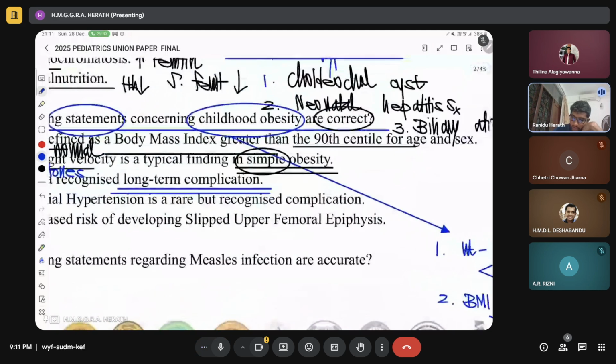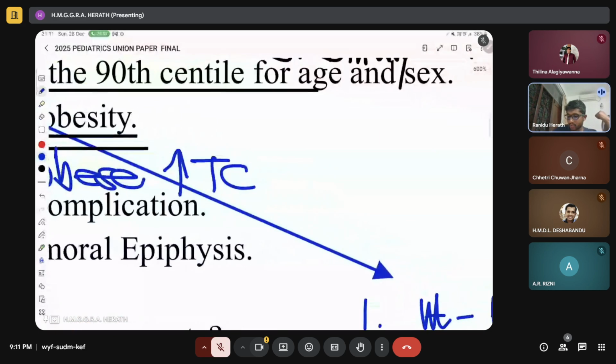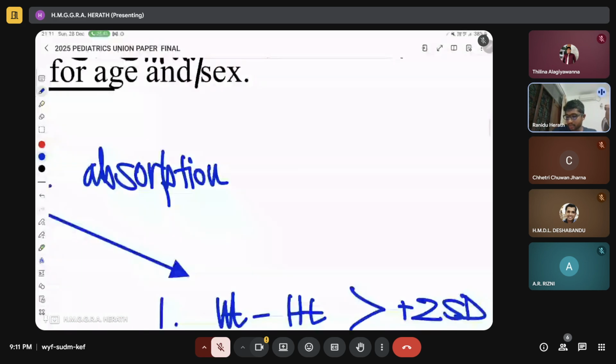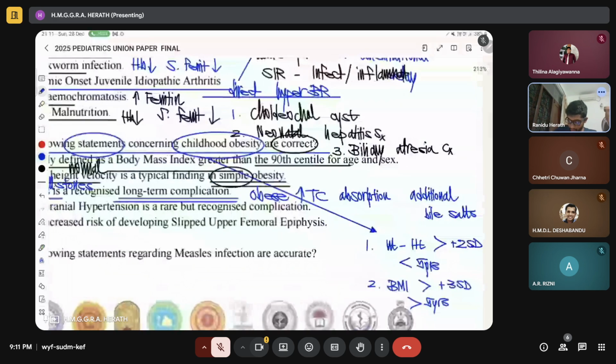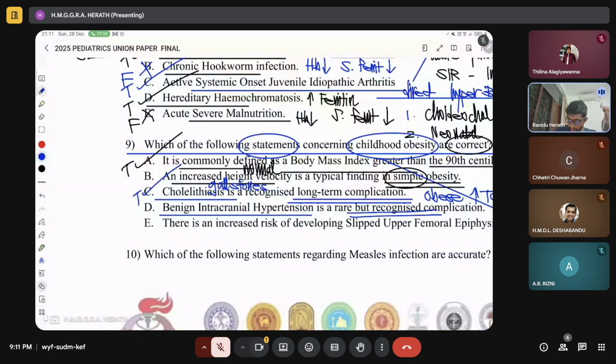When the child is obese, there is increased cholesterol synthesis in the body because of the increased cholesterol absorbed from the food, right? All this additional cholesterol is converted into bile salts, and these bile salts get secreted into the bile and cause bile salt stones, right? Benign intracranial hypertension is a rare but recognized complication. True or false? This is true. In benign intracranial hypertension, obesity is one of the complications.